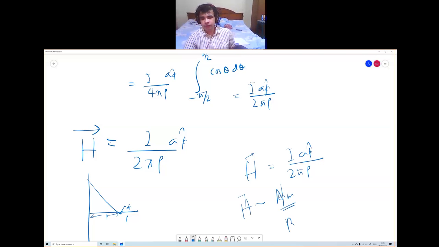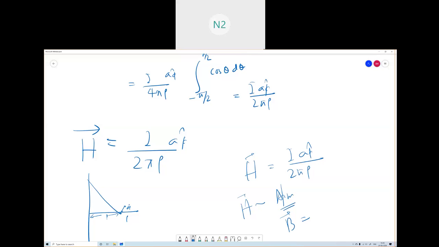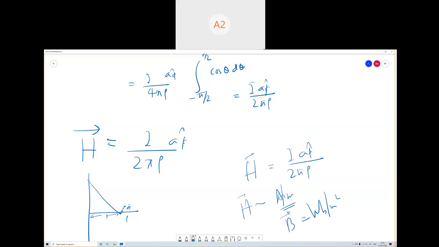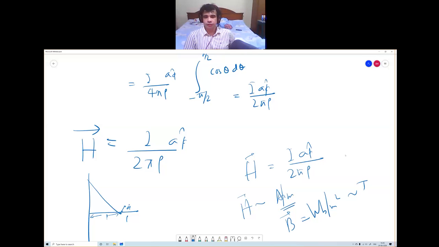What is the unit of B? It is named after a scientist, a very, very famous scientist. It is Weber per meter square. Yes, Weber per meter square. But it's named after another scientist: Tesla. It is either Weber per meter square or it is called Tesla. So the units are different, so they cannot be the same.